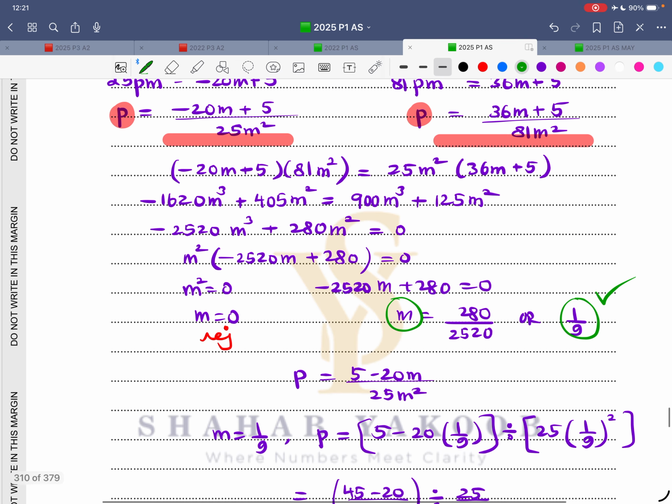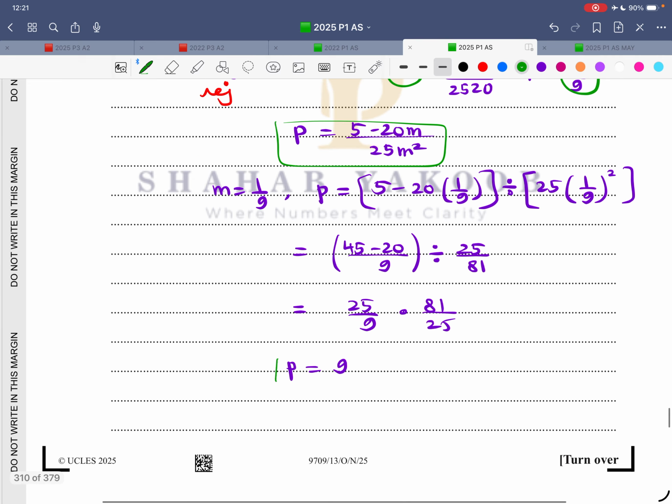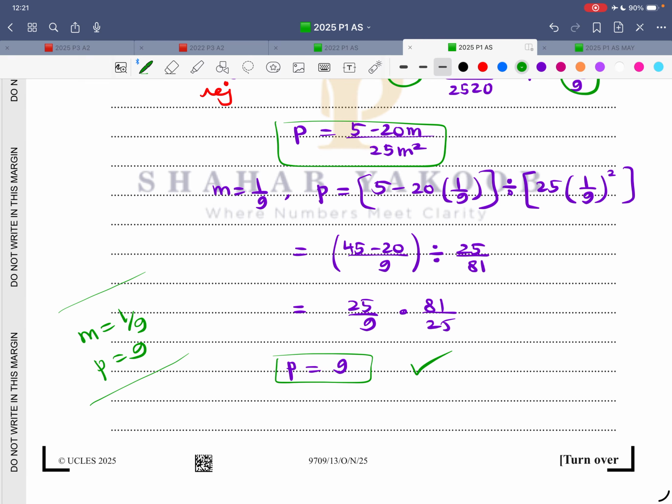We plug in one of the equations, we find the value of P, and P comes out to be a beautiful 9. So final answer: M is 1/9 and P comes out to be 9. That is the final answer.